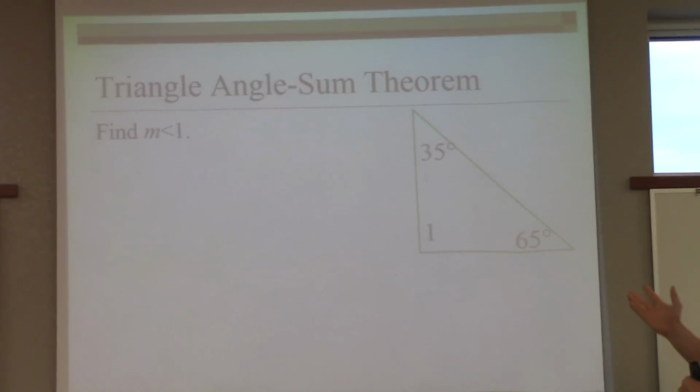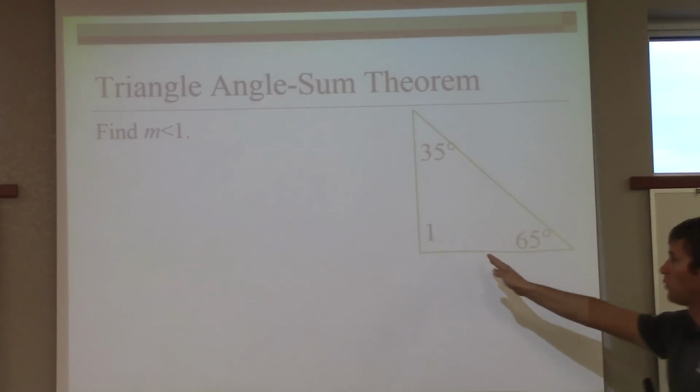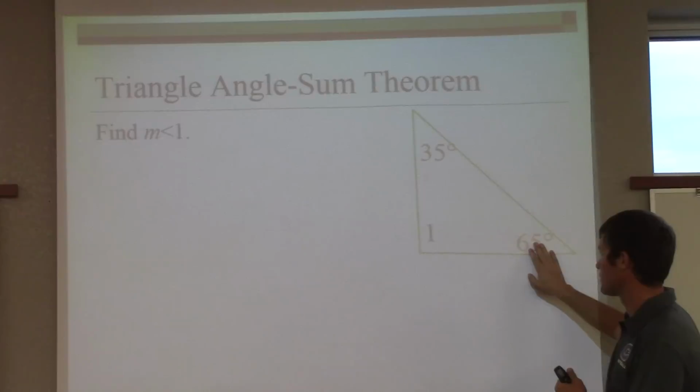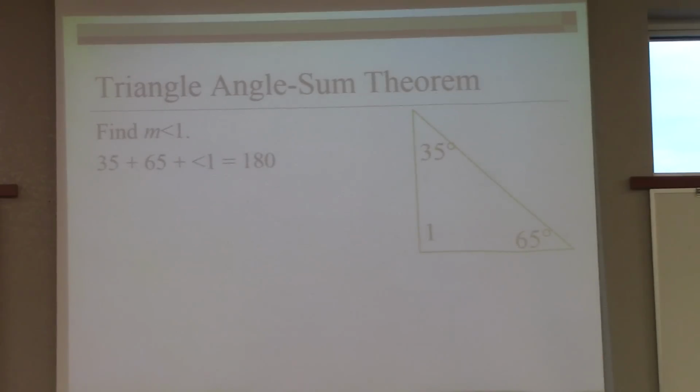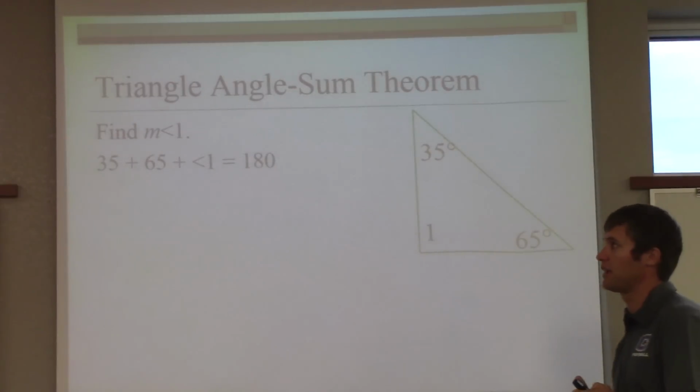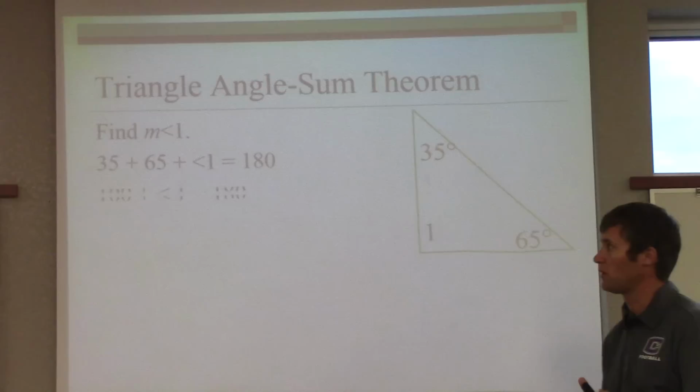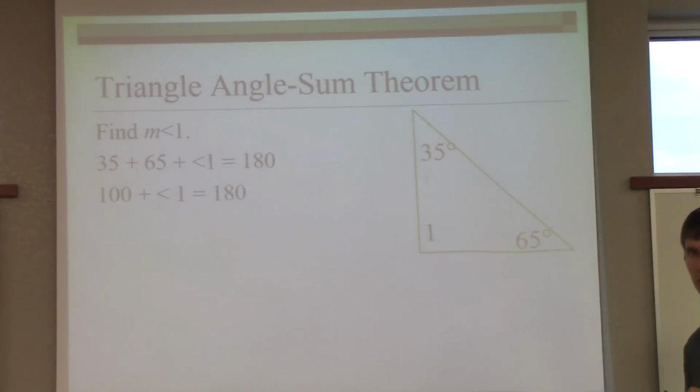So, if we have a triangle here, we have angle 1, we want to find out what it is. We know this is 65, this is 35. All those angles will add up to 180 degrees, so we say that 35 plus 65 plus angle 1 equals 180. Add 35 and 65 together, which would give you 100 degrees. Subtract 100 degrees, and we can say angle 1 is equal to 80 degrees.